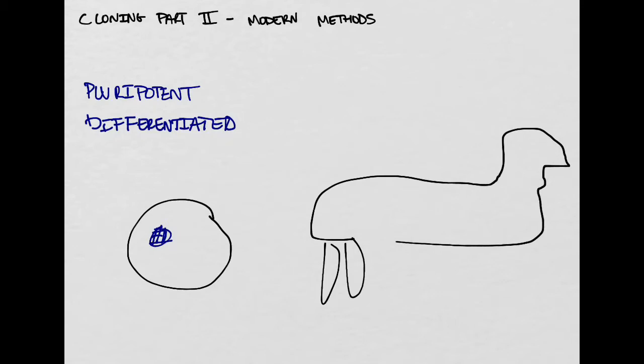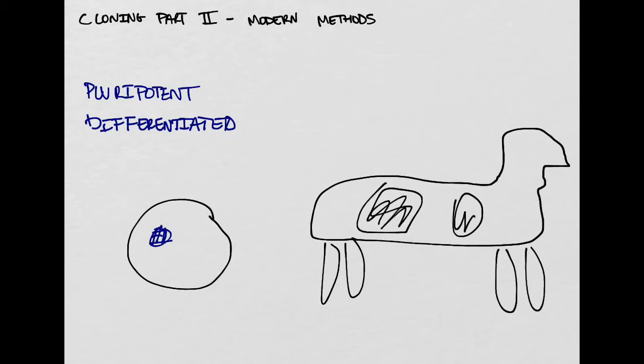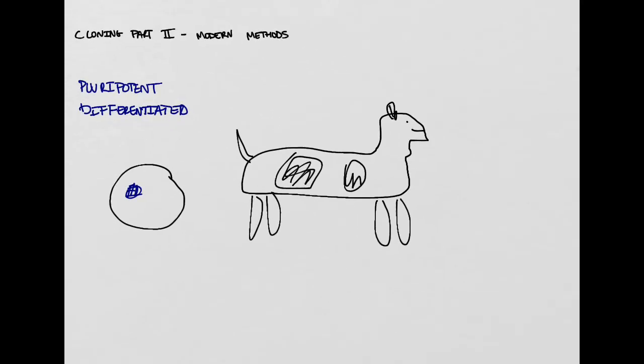Oh God, this is a terrible cow. Okay, let's give him a spot, and then another spot, and some ears. Okay, this looks a little bit more like a llama than a cow. Okay, terrible cow, but you get the point.